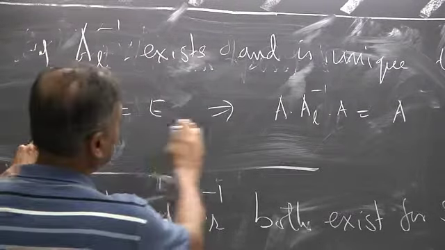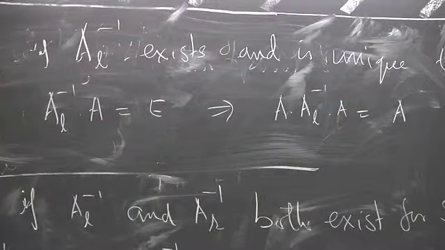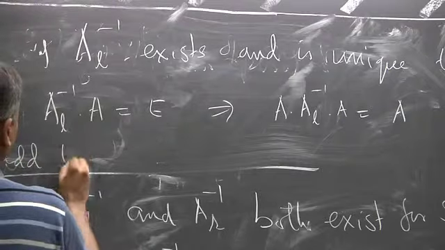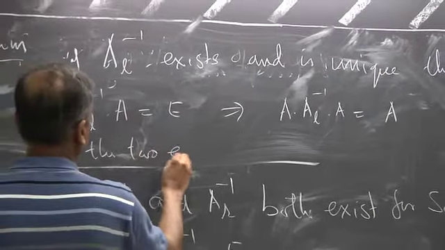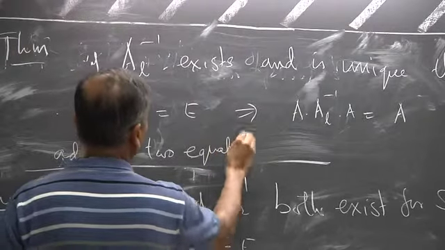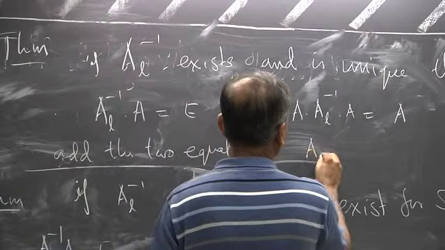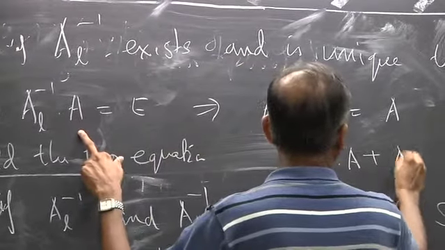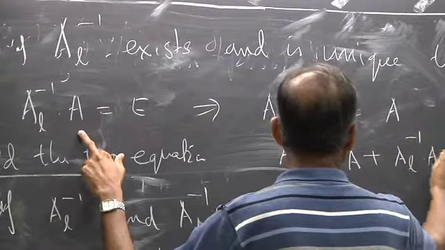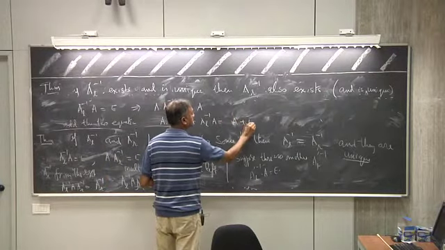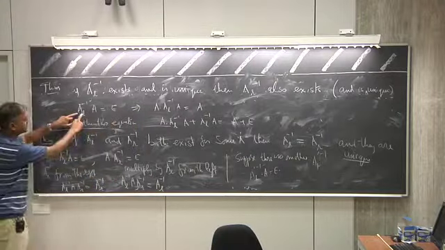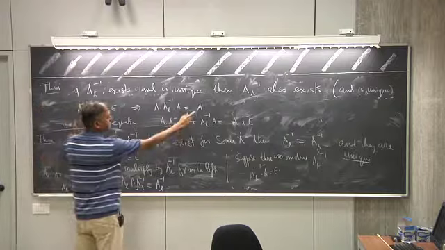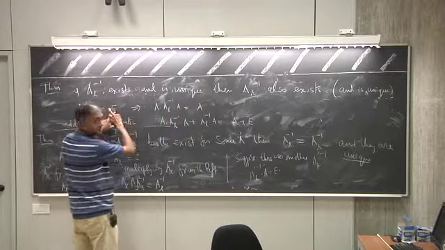Now let's add these two equations. Then what you find: A times A left inverse times A plus A left inverse times A is equal to A plus identity, right? I just add the left hand side of this equation, so it's this plus that, and similarly add the right hand side of this equation. This is A plus E.